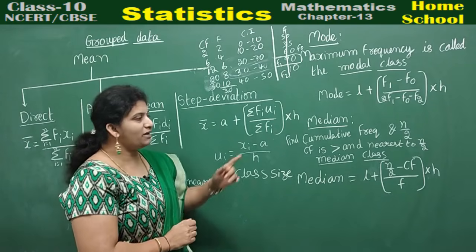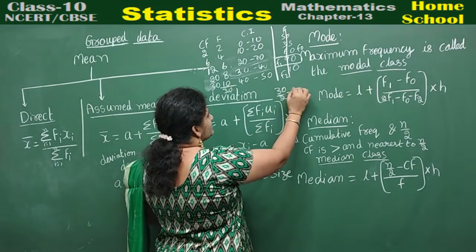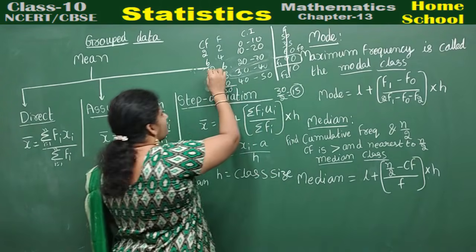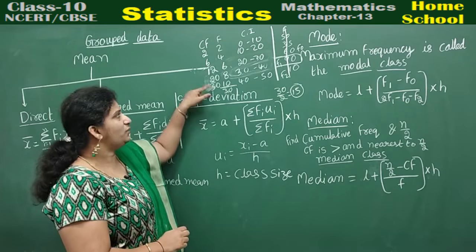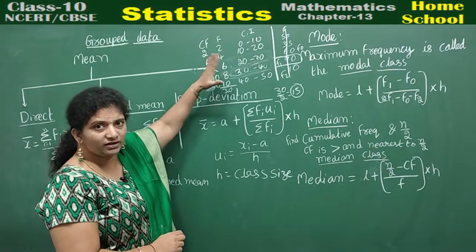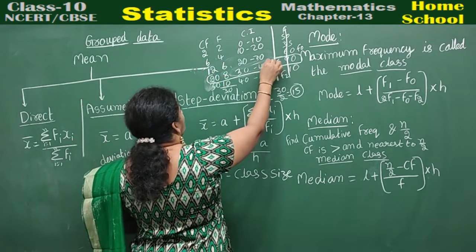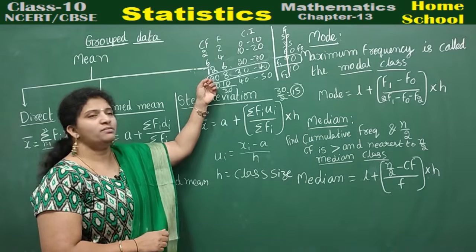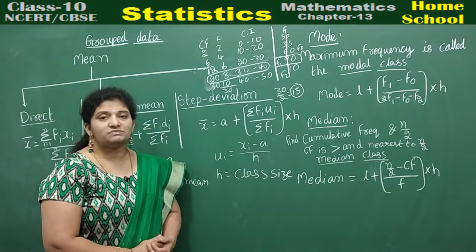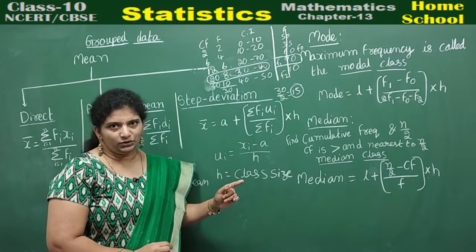Observe carefully, n by 2. What is your n by 2? 30 by 2 means 15. Where is this 15? In between 12 and 20. Up to 12 it was not there, so we need to select after 12. What you have, that one we need to select. This is your median class. Observe carefully, for the median class always do n by 2.